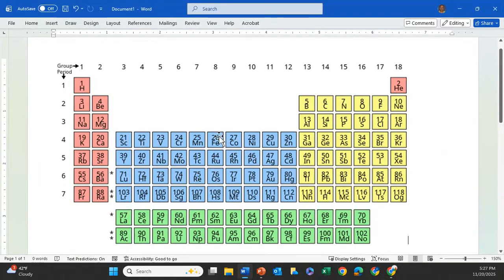Okay, I go to iron right here, number 26. The noble gas, the one in column 18 or 8A, that is right before iron. Let's go backwards, wrap around, and it is argon. So argon is the noble gas that was before the iron. That's going to be the core.